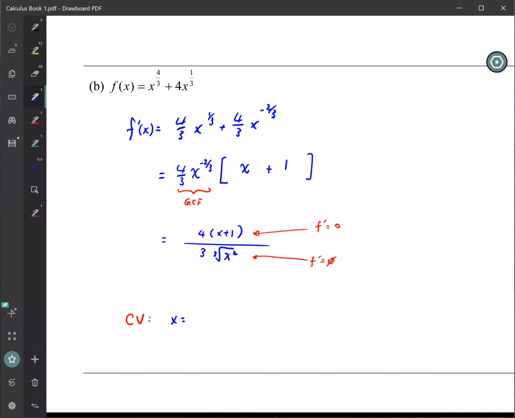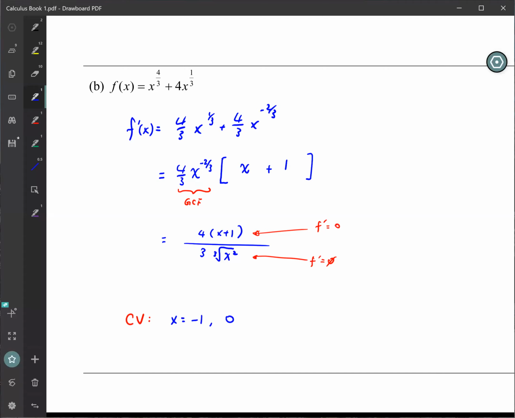0 for the bottom. For the top, it is -1. Yeah, okay. And then how about the denominator? 0. Yeah, okay. So when x equals -1, the prime is 0. When x equals 0, the prime will be undefined, right?